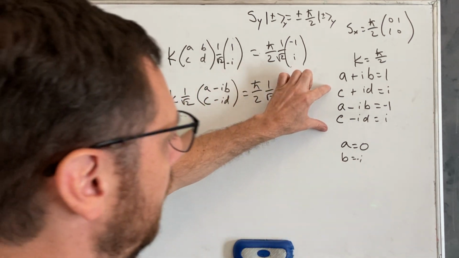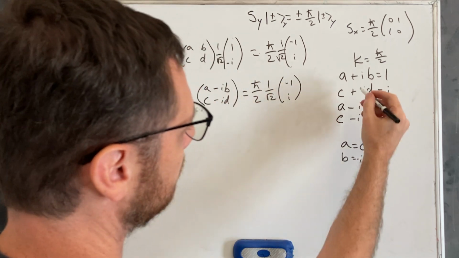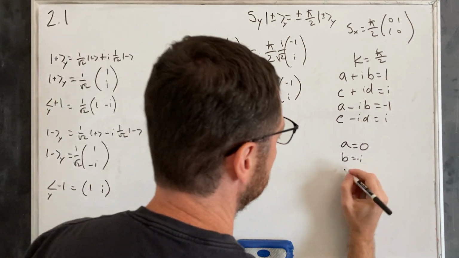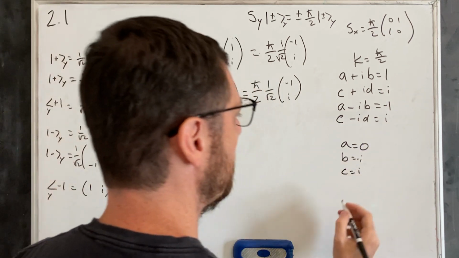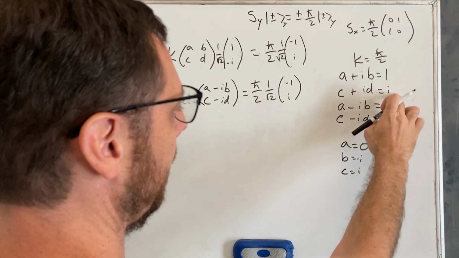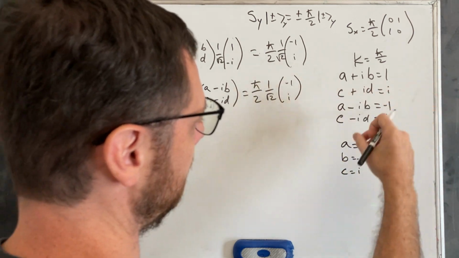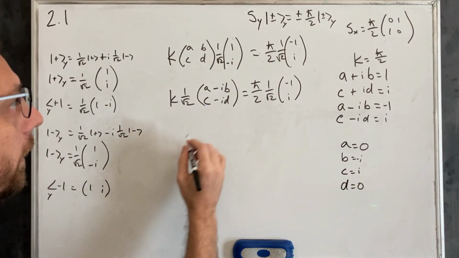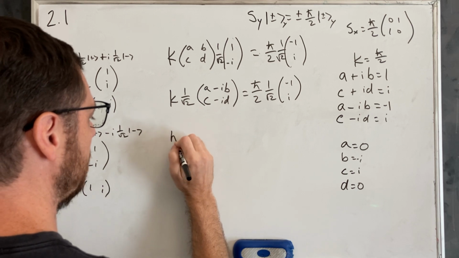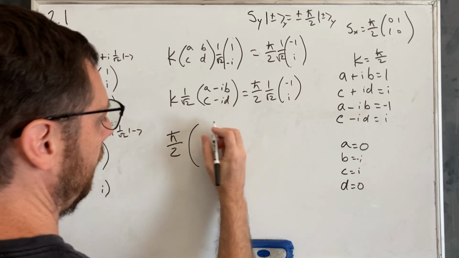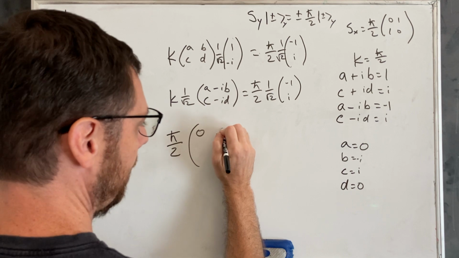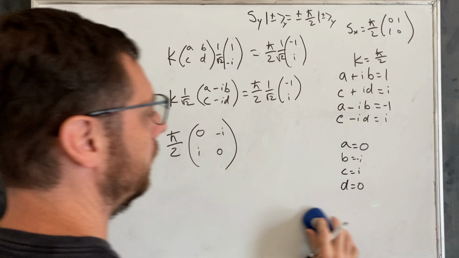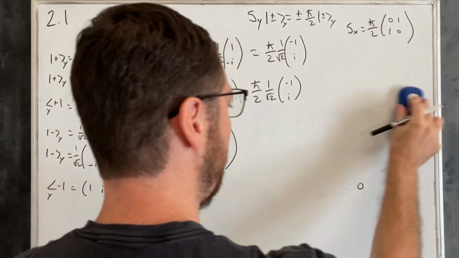All right, so c, combine these two, so that cancels out our id terms, and then that gives us 2c is equal to 2i, where c is equal to i. And then if c is equal to i, then d, or id, has to be 0, which means d is 0. So d equals 0. All right, which means our k is h bar over 2, and a is 0, b is negative i, c is i, and d is 0. And that is going to be our S_y operator.